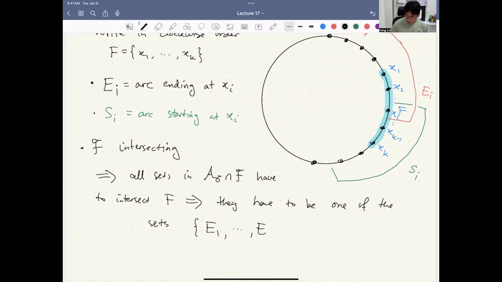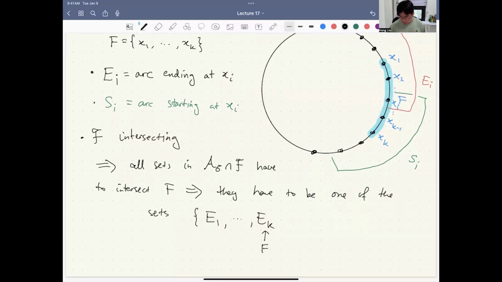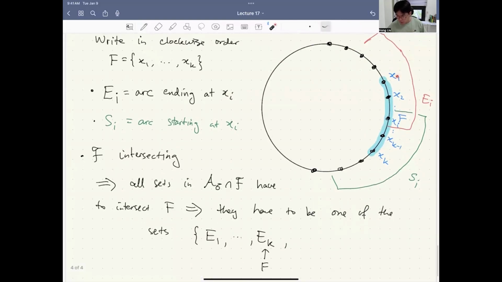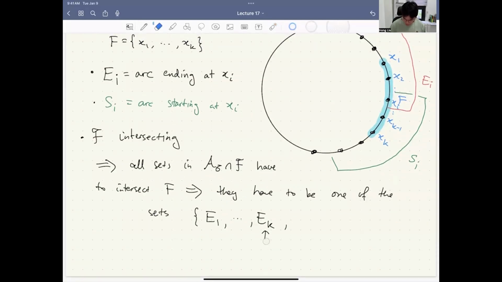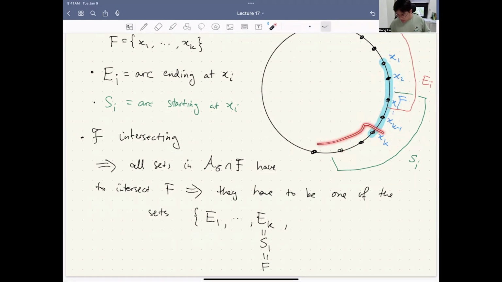To EK. But EK is just F itself, right? EK is F. Now EK is also S1, right? So let's write it. This is S1, is also F. So after S1, we go S2, S3, and the last guy is SK.